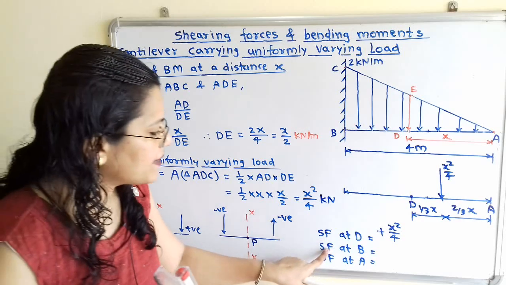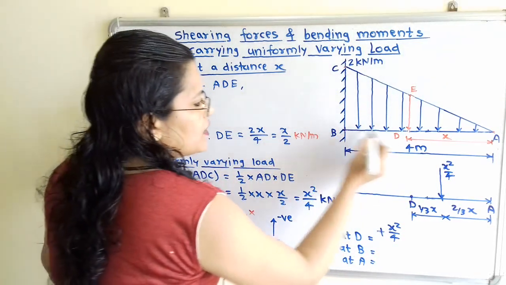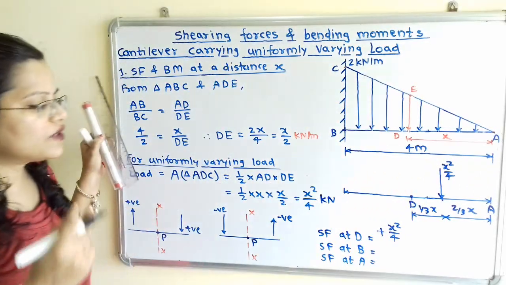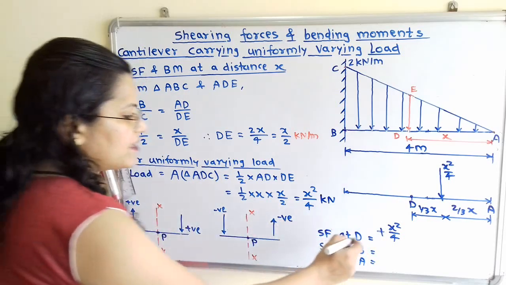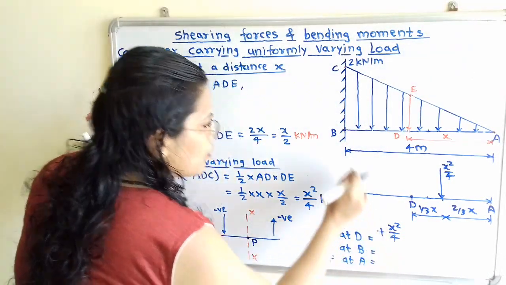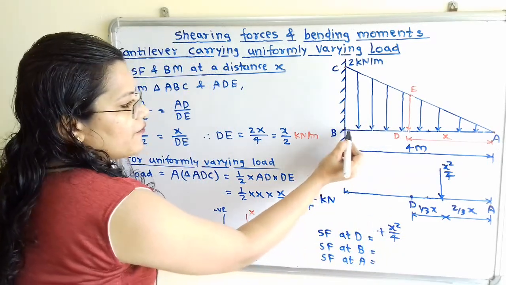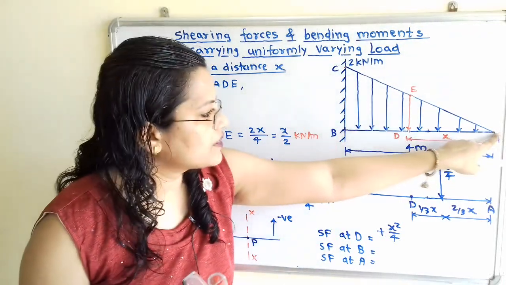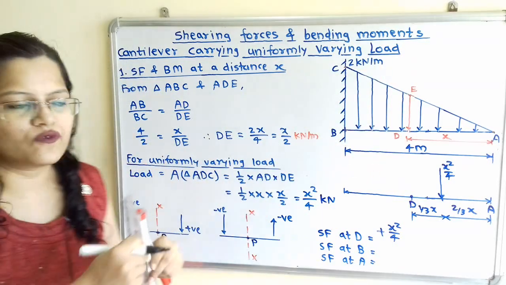Now we will find out SF at B. At point B, the total distance x from the free end is equal to 4, so instead of x we will put 4. I will write plus, because in the same way we have to take a positive sign: if we observe the point of application of the load for this span AB, it is on the right hand side and in the downward direction.